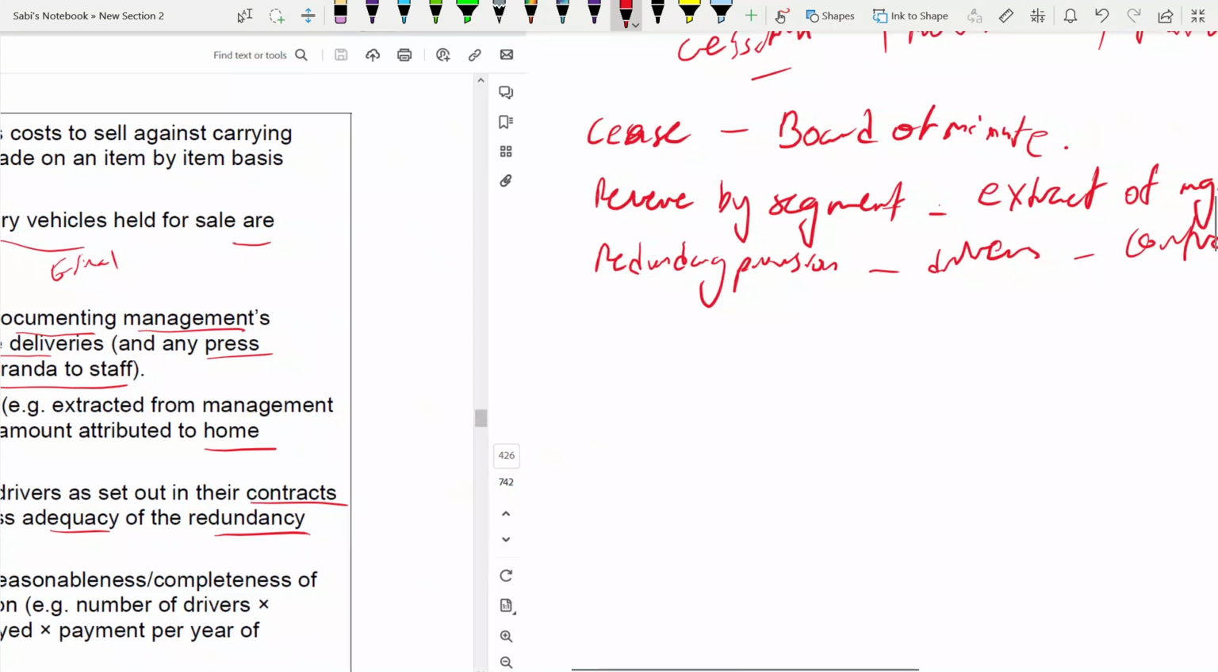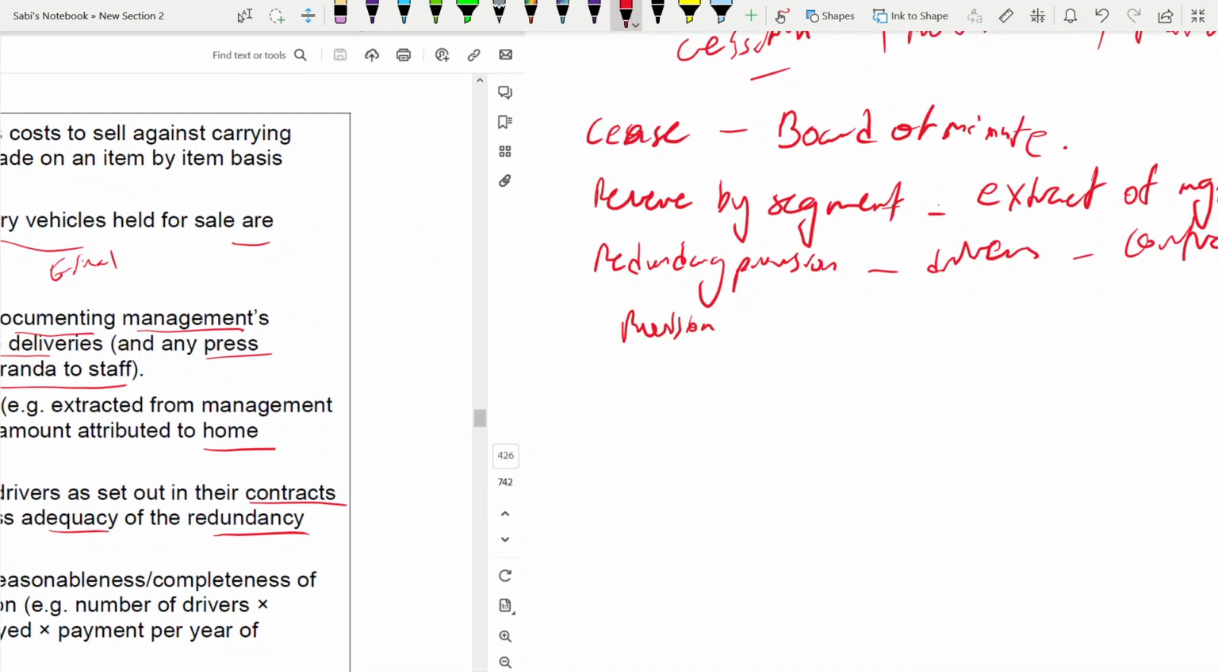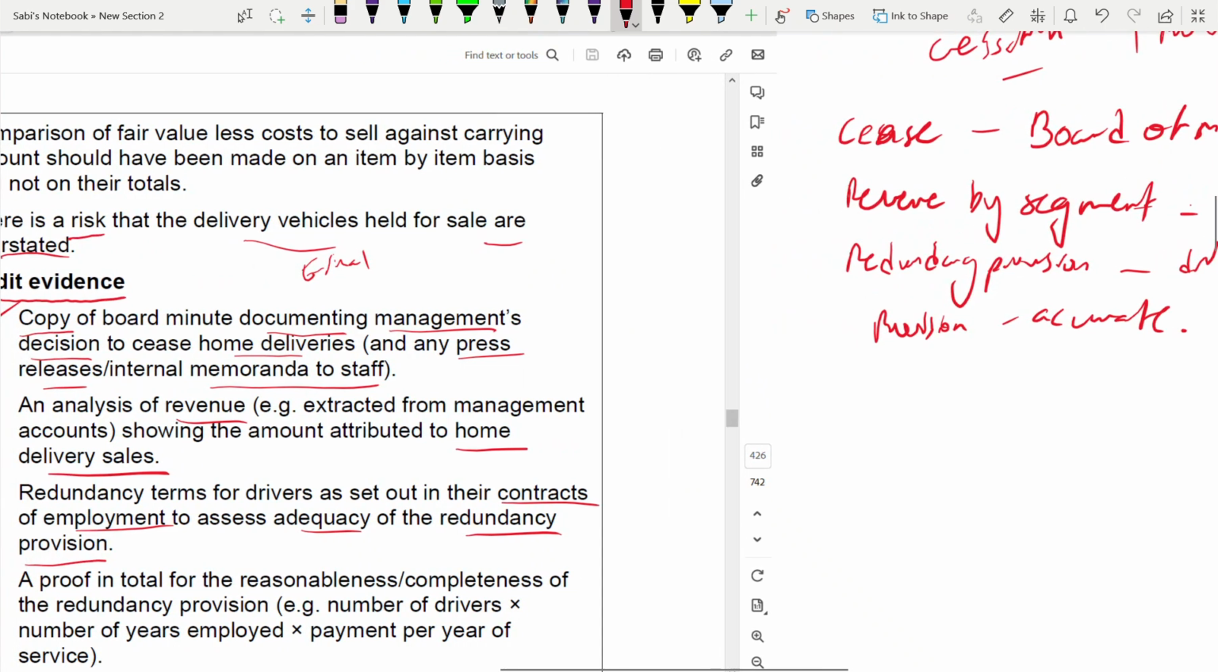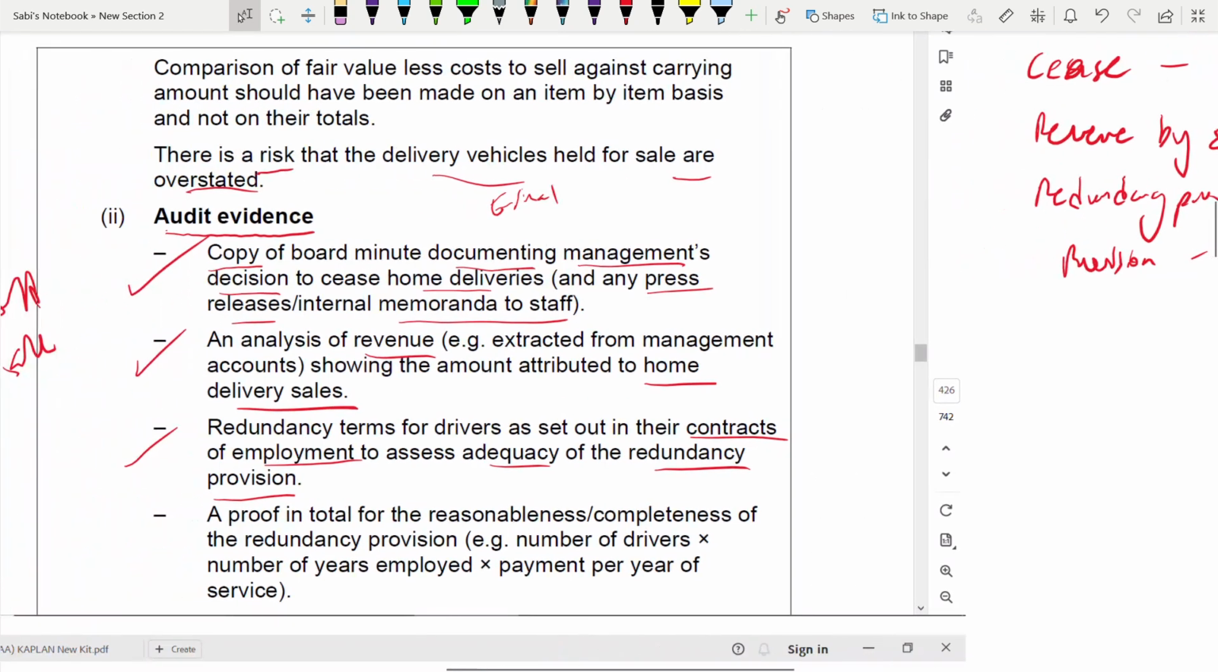Next. You might want to know whether your provision is correct or not, accurate or not. Provision is accurate or not. Where are you going to get it? You can give a formula maybe. Maybe you have used your own formula so that you can give it in the audit evidence. How? Whether it is reasonable or complete or not, the redundancy provision. How? You take the number of drivers, take the number of years they've been employed and their payment per year, and check the total with their total. So this is, you are recalculating. Okay? Done. Four audit evidences.